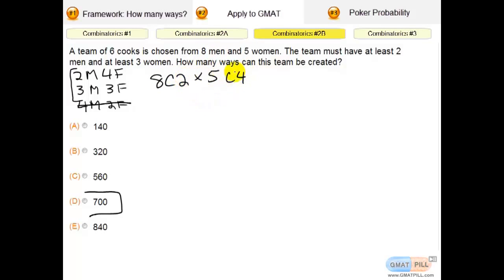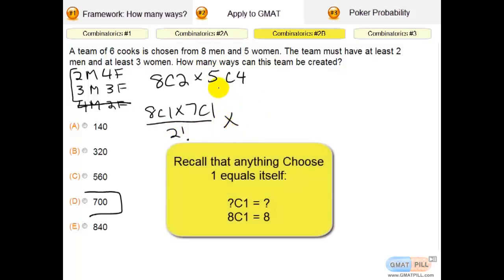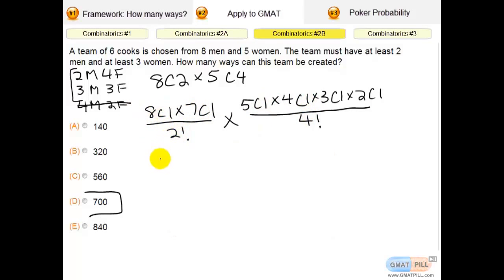We realized that in order to avoid the other calculations, one better method is basically thinking of it sequentially. So basically out of 8, you choose 1, then out of 7, you choose 1. You do that twice. Order does not matter. You divide by 2 factorial. Then for the 5 women, out of 5, you choose 1. Then out of 4, you choose 1. Out of 3, you choose 1. Out of 2, you choose 1. And you do this for 4 women. All right, so this basically, anything choose 1 is itself. So you know 8 times 7 over 2, that's 56 over 2. That's basically 28, right?